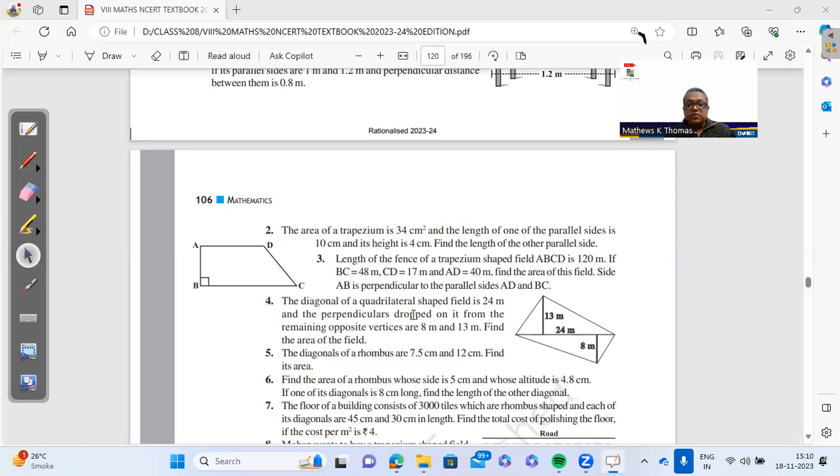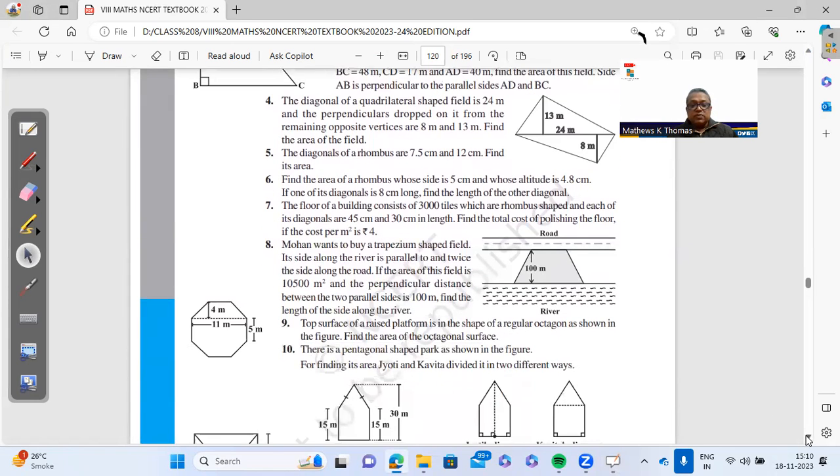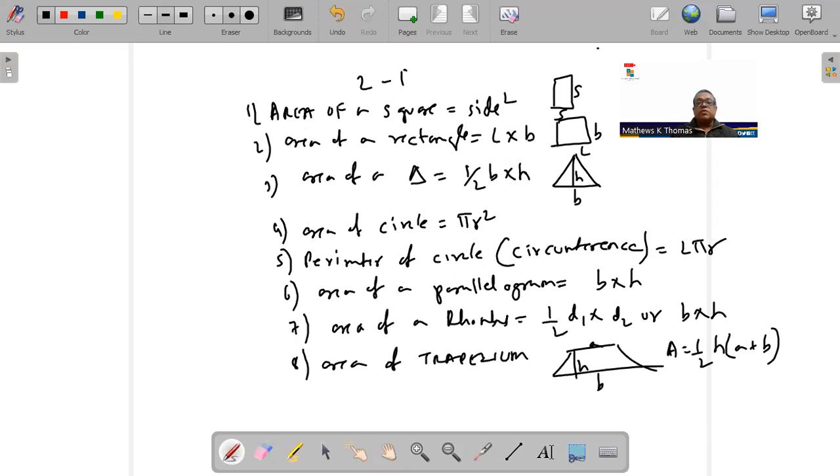So we have trapezium here, we have rhombus here. This is again trapezium, rectangle. So all this will be 2D figures. So these are the formulas that you have to remember for 2D.